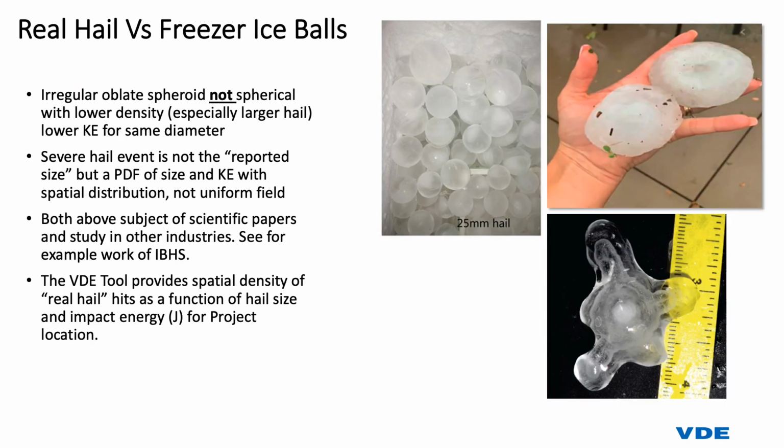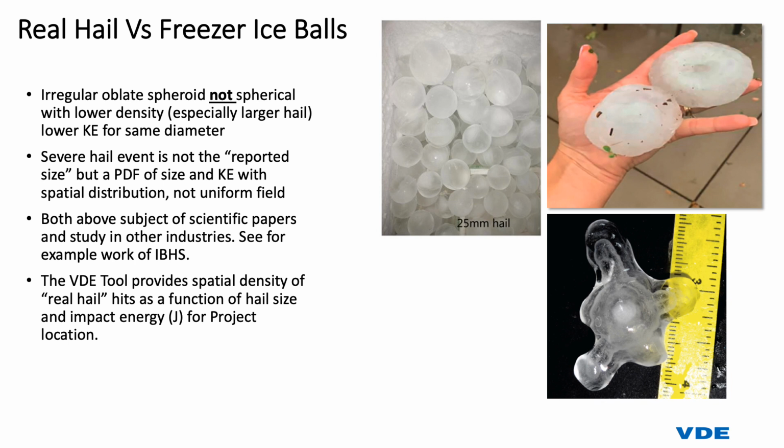This slide is to say that, as we all know, naturally occurring hail is quite different from freezer ice balls. Naturally occurring hail varies in shape, but is more like an oblate spheroid of lower density, so it's lighter, and it falls more slowly than freezer ice balls of the same diameter. Its mechanical properties are quite different and also can vary considerably.